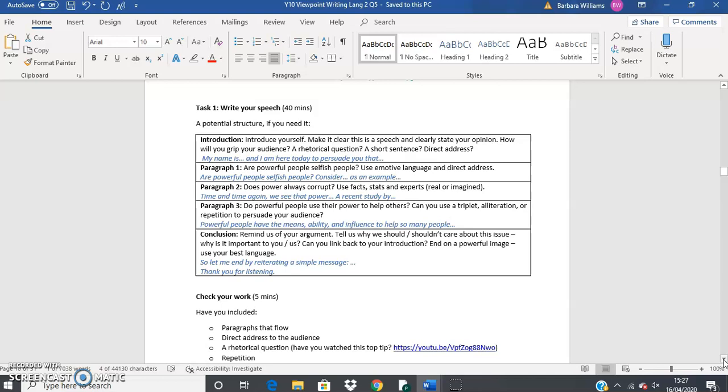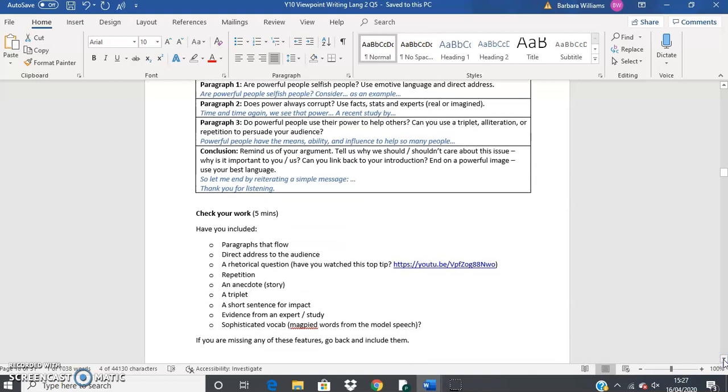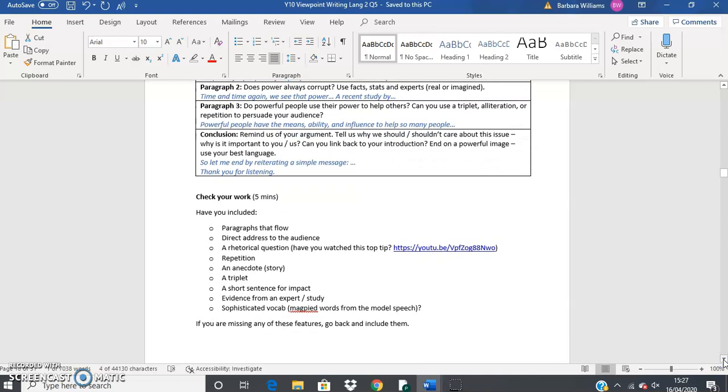So 40 minutes of writing, and then task two, very simple, check your work. I've given you a checklist there of things that the exam board wants to see, but also things that you've been practicing last lesson. Things like direct address, a rhetorical question, that kind of thing. If you're working your way through and thinking, oh, you know what, I don't have many of these, or actually I had a really good anecdote that I planned last lesson, I forgot to put it in, these last 5 minutes are just to go back and include anything that you might have forgotten about.